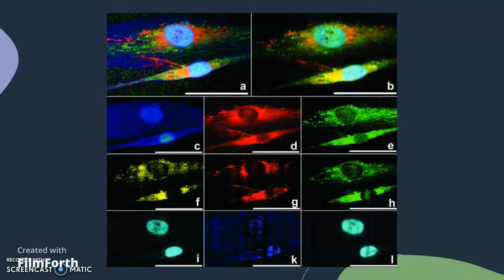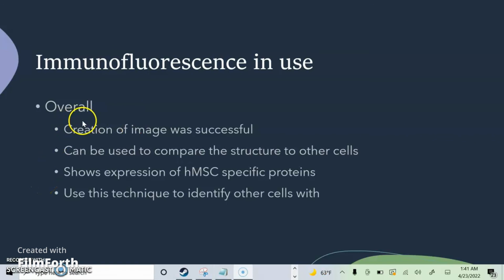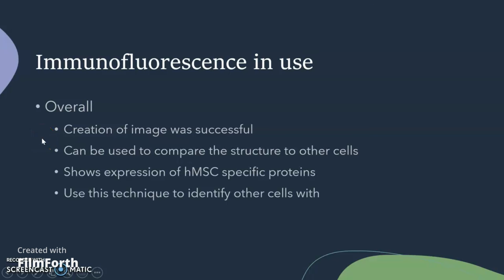And as stated before, A and B is the combined image of all of these, showing the expression of all 4 of the proteins. So overall, the creation of this image was successful. And what they wanted to do was compare this image to potentially other cells, as well as showing the expression of HMSC specific proteins to prove that the cell that's being viewed is this particular type of stem cells.